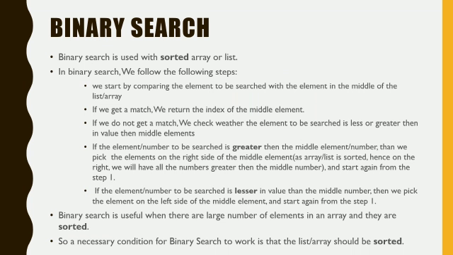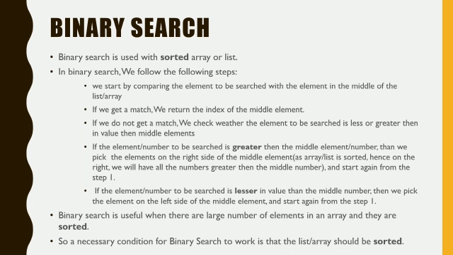Binary search is used with the sorted array. In binary search, we follow the following steps. Firstly, we start by comparing the item with the mid element of the array. If we get a match, we will return the index of the mid element. If we do not get a match, we will check whether the element to be searched is less or greater than the value of mid.